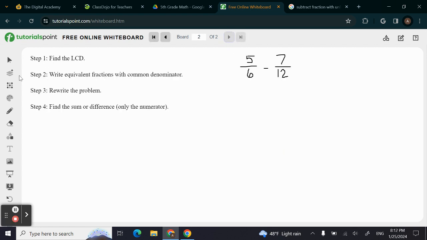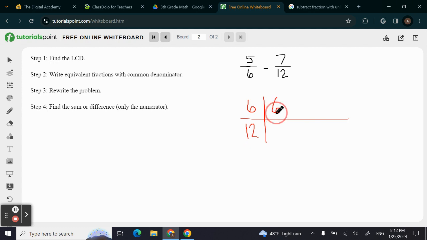Now let's do an example of subtraction. It is the same steps. So let's go through this. Step 1, find the LCD, or the least common denominator. So we draw our multiples chart. We list our denominators, 6 and 12.